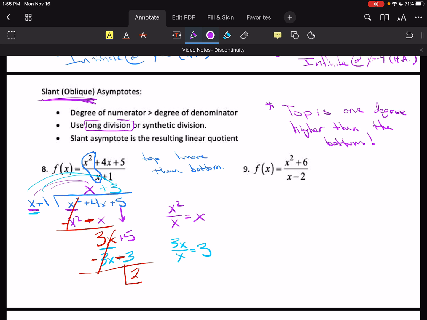So the thing that's on top, this x plus 3, that is going to be my slant asymptote. So my answer here is we have an infinite discontinuity at y equals x plus 3. And we're going to say that this is a slant asymptote. Okay.